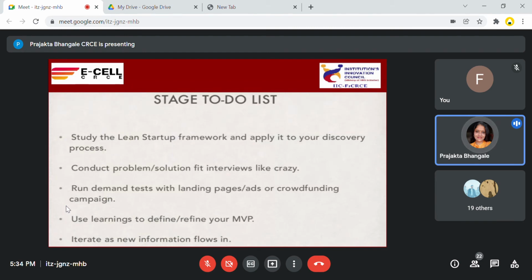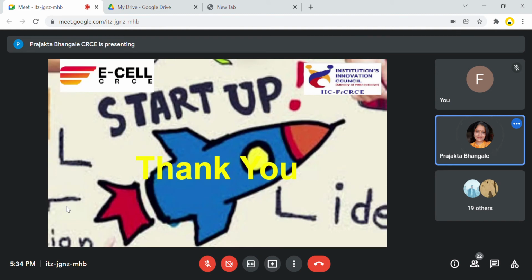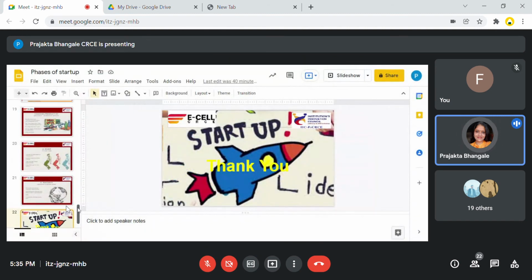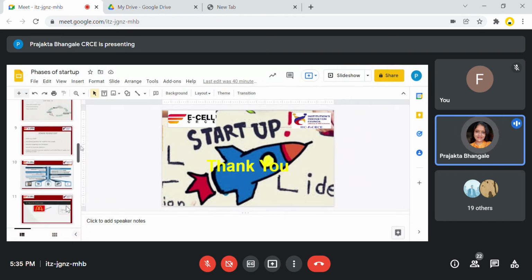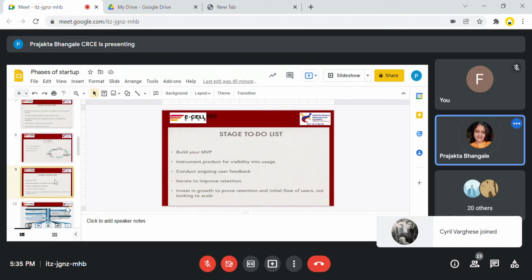Use learnings to define or refine your MVP. Whatever you have studied or whatever you have discovered from the particular issues that you have found out from the interviews and surveys, those things you have to learn. Okay.